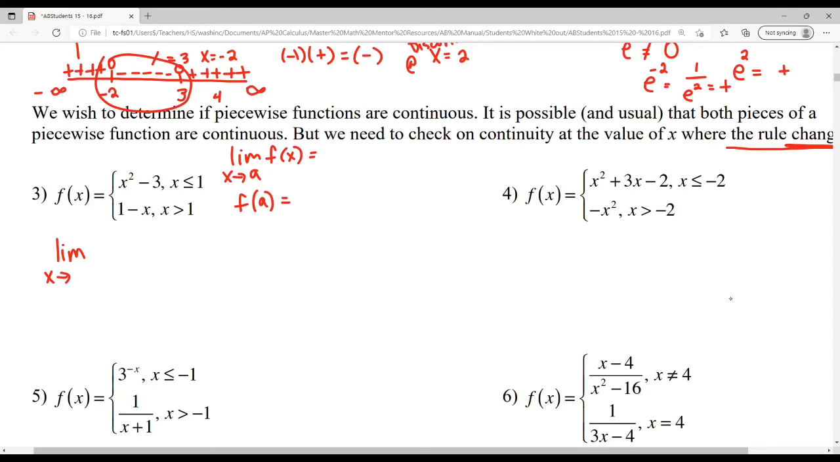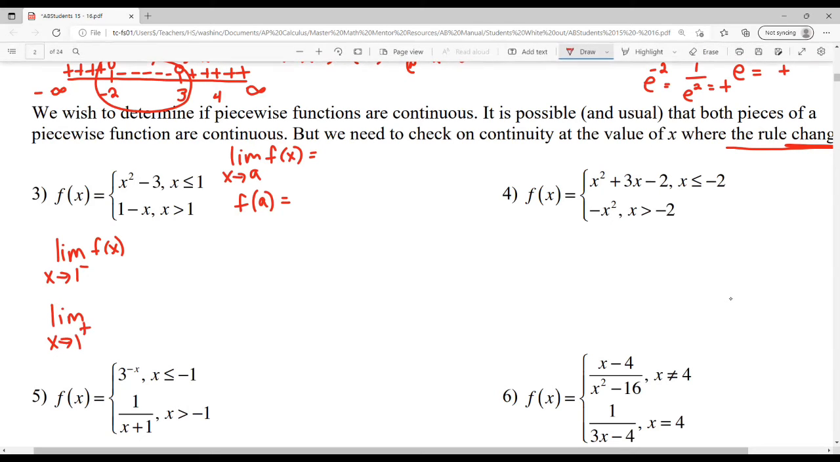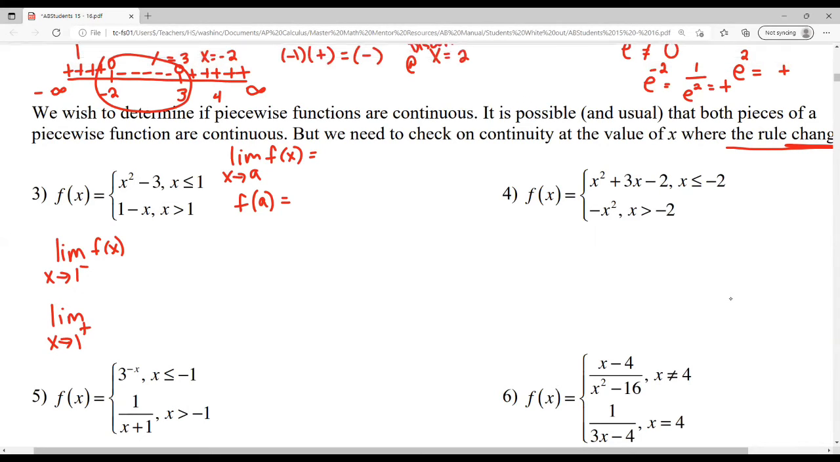How do you find the limit of piecewise functions? We have to look at the left side, and we also have to look at the right side, and our rule changes here at 1. So the left side would be the top. In this case, x is less than or equal to 1. So we're going to plug 1 into that. So we get 1 squared minus 3. 1 squared minus 3 is negative 2. The right side would be this bottom piece, 1 minus x. So we're going to plug 1 into that. 1 minus 1 is equal to 0.